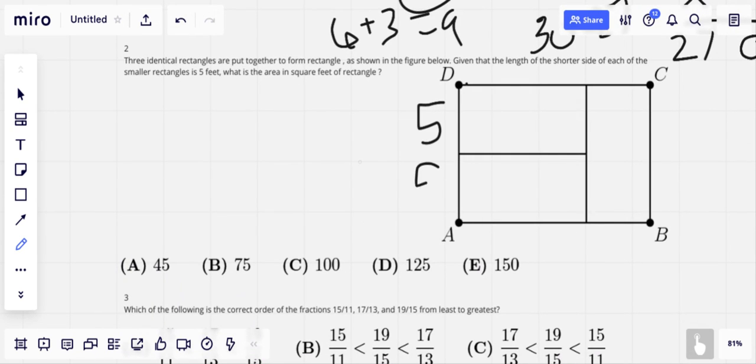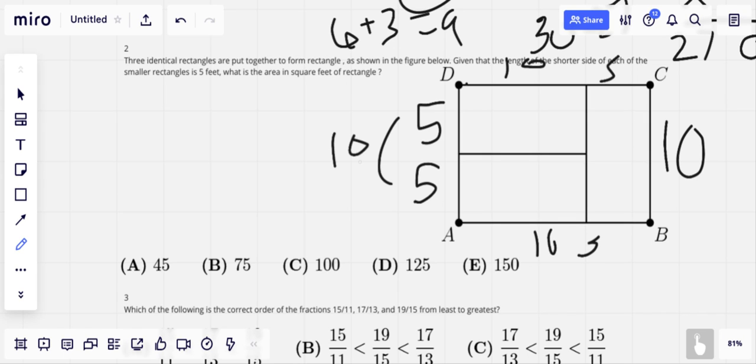So 5 is here, meaning that this side is 10, because 5 plus 5 is 10. And then since rectangles have opposite congruent sides, this side would also have a length of 10. So that means that the length of the bigger side of the smaller rectangles is 10. So this is 10 here, and this is 5 here. This is 10 here, and this is 5 here. This would make the rectangle 15 by 10.